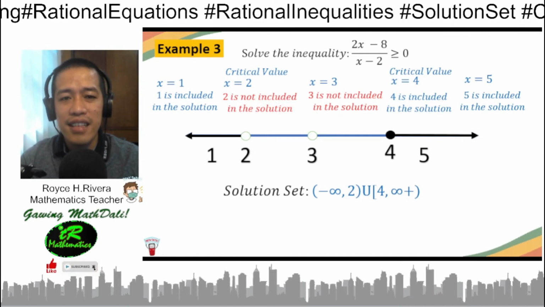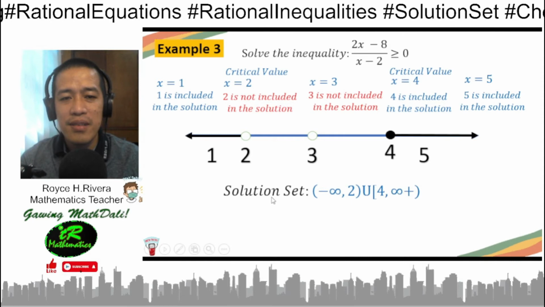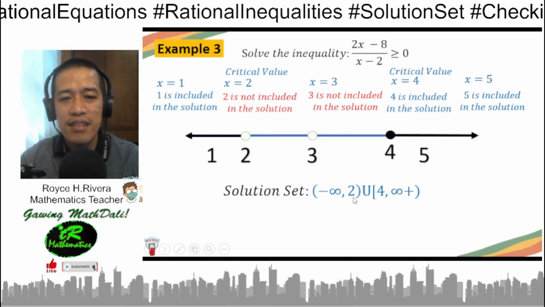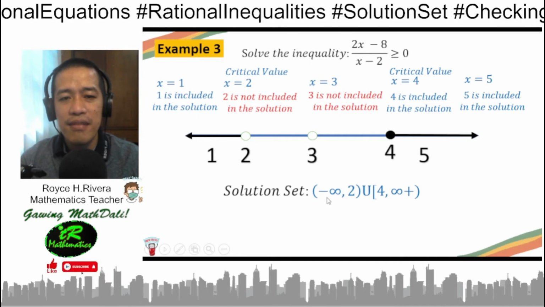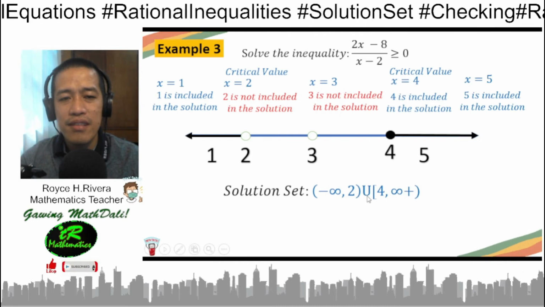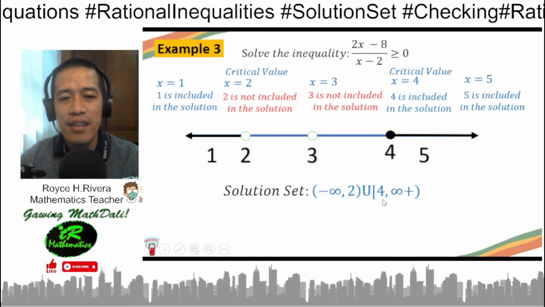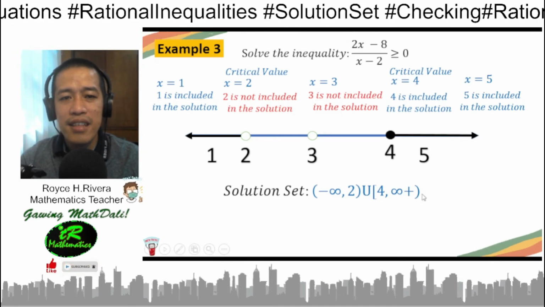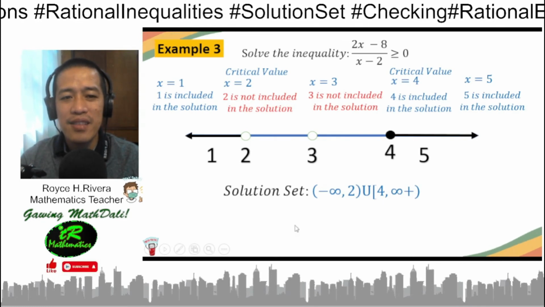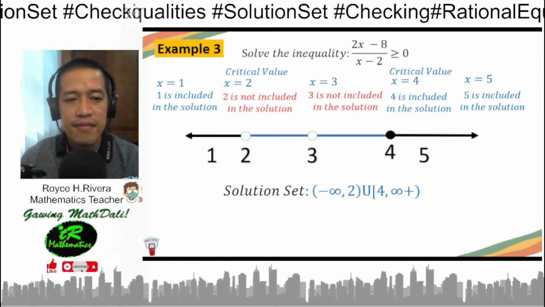extending infinitely. Again, the solution set is the set of numbers negative infinity to 2. 2 is not included. Union 4 to positive infinity. 4 is included. So, sana nasundan at naunawaan.